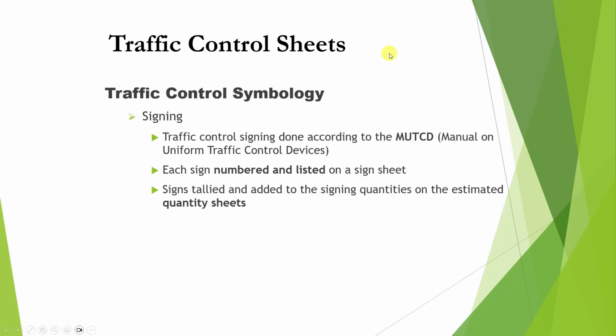In signing, traffic control signing is done according to the MUTCD. Again, that's the Manual on Uniform Traffic Control Devices. Each sign is numbered and listed on a sign sheet. Signs are tallied and added to the signing sheet, and signing quantities go on the estimated quantity sheets.